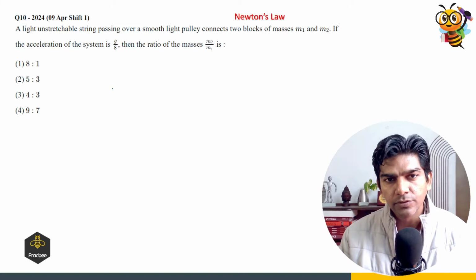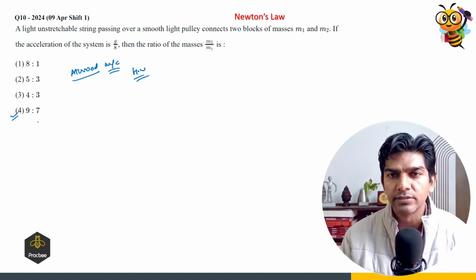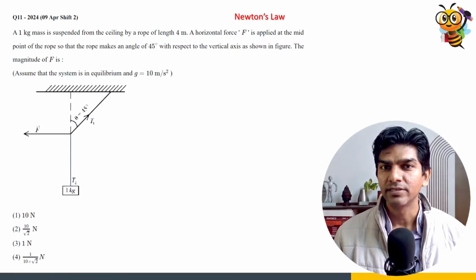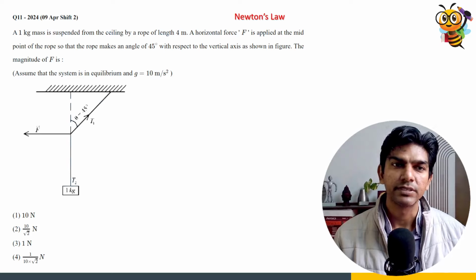Right, so again this question is based on Atwood machine. I'm again keeping this question as homework. If you try to solve this, you will get option 4 as the answer. Now let us see the next problem based on the same concept.